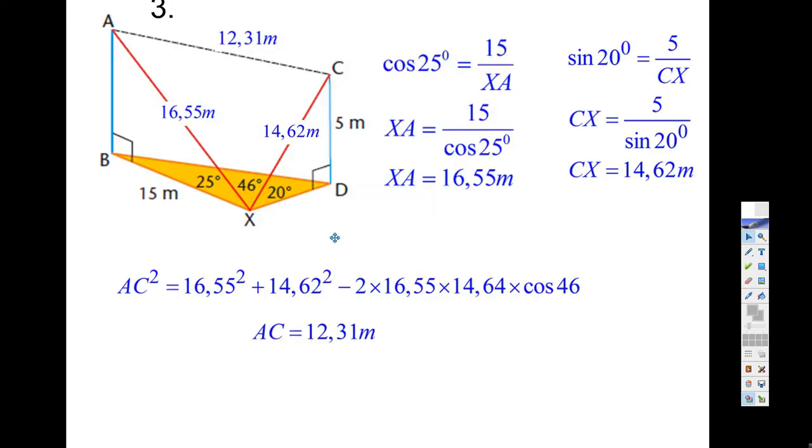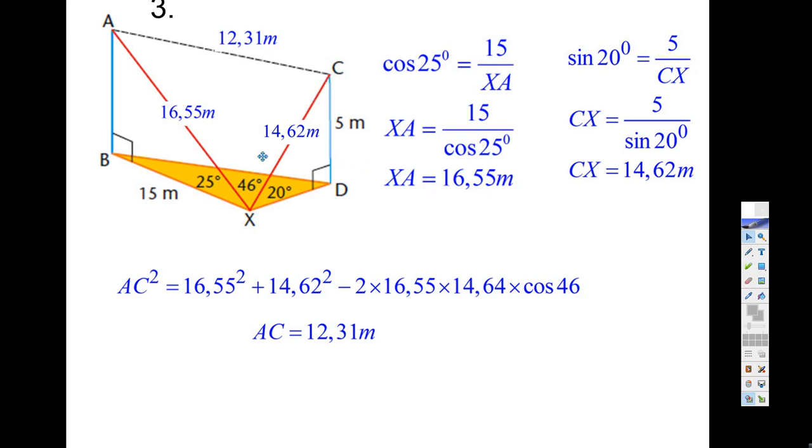Okay, let's take a look here. Let's just see, how would we do this? Well, the first thing, let's take a look at the distance XA. Well, the cosine of 25 degrees is adjacent over hypotenuse. This side we don't know. And so we build an equation. Now we have to solve the equation. We actually multiply both sides by XA, and we divide both sides by cos 25 degrees. These two guys can trade places, and we get XA is 15 over cos 25 degrees. XA is 16.55 meters. There's one part.